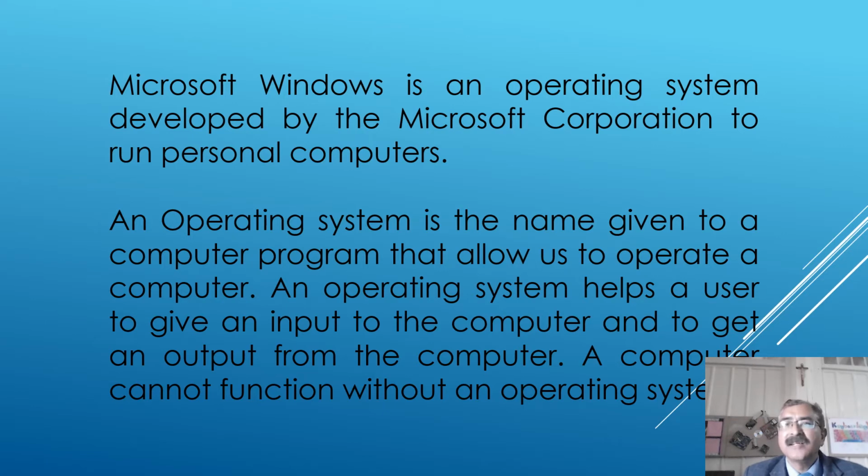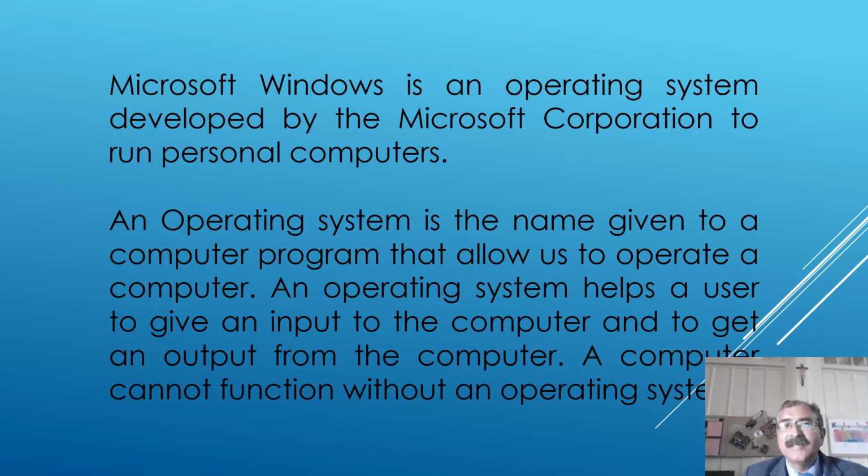Operating system is the name given to a computer program that allows us to operate a computer. So it is the first software which we require to start a computer. An operating system helps a user to give an input to the computer, means we give commands, instructions, and then we get the output. The computer runs according to our instruction. Whatever command we give, the computer works according to that only. So the first software that is required to start a computer is called the operating system.